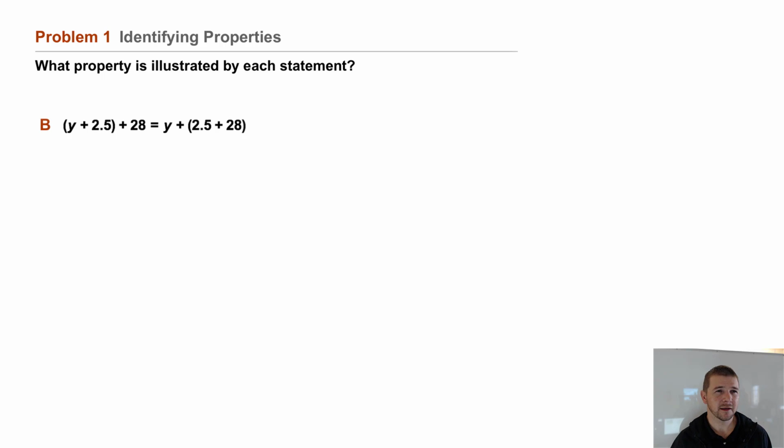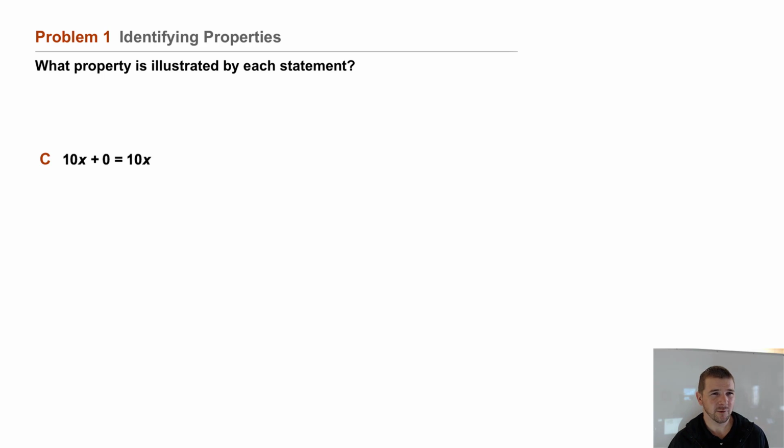Statement B, the sum of y and 2.5, plus 28, equals y plus the sum of 2.5 and 28. So notice the grouping symbols have moved. That's an example of the associative property of addition. Statement C, 10x plus 0 equals 10x. So what we have is a term, 10x, and we're adding 0 to it, and we just get that same term back, 10x. That's an example of the identity property of addition.